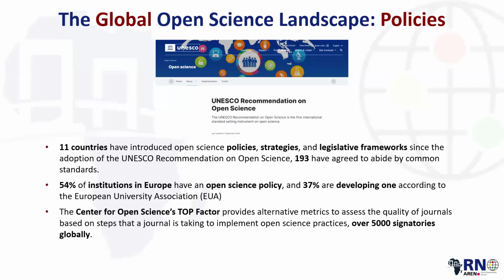And then publishers have also been assessed based on high impact factor and index factors and so on. But the Center for Open Science TOP Factor is providing alternative metrics to assess the quality of journals based on steps that they are taking to implement open science practices. Some of the features or standards that the TOP Factor is looking at are how they encourage replication, open sharing of data, and the design and analysis processes that the journal is trying to implement or require. And we have over 5,000 journals signing on globally to say they want to adopt the TOP Factor or go by the policies and frameworks that the factor has established.